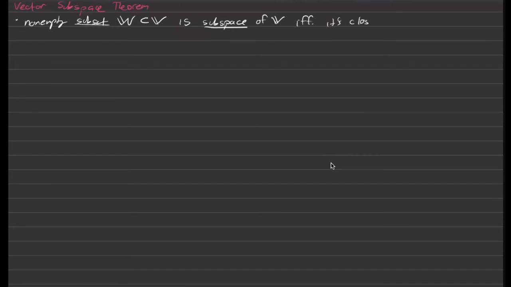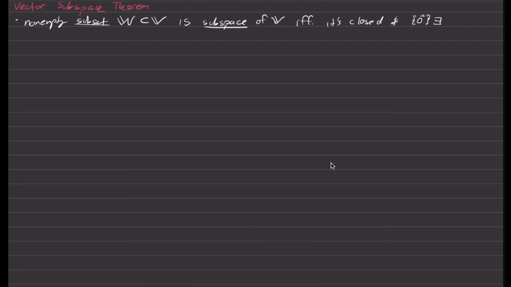Okay, so if I have some non-empty subset, not subspace, subset, I'll call this W, which is a part of our vector space V, a non-empty subset W that is in our space V is called a subspace of V if and only if it's closed and the zero vector exists.